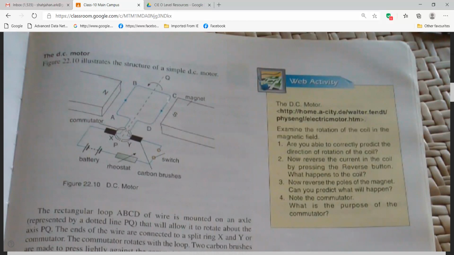And the last point: hence the coil rotates due to the inward and outward turning effects, which combined make the coil rotate clockwise, and it is the basic of the motor effect.